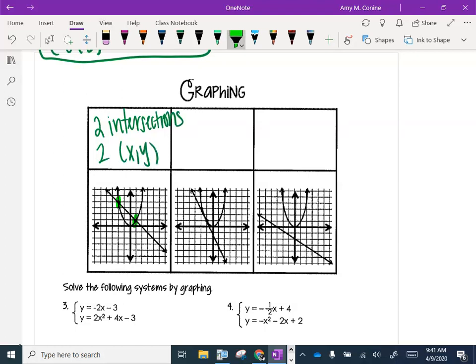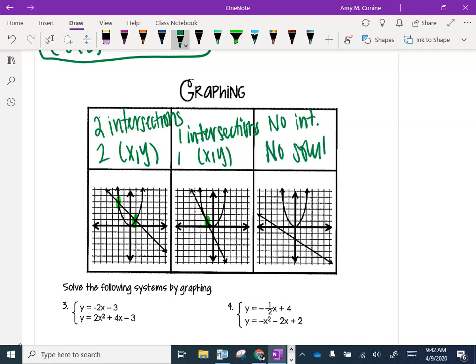Okay, the second scenario is when you have the line hitting your parabola once, so you have one intersection. And if you remember, the whole point of doing this is you're finding solutions for the system. So you'll have two solutions, you'll have one solution, and then for the last one, if you have no intersections, that means you have no solutions. Okay, so the whole point of doing this is to make sure that you're finding the solutions to the problem.